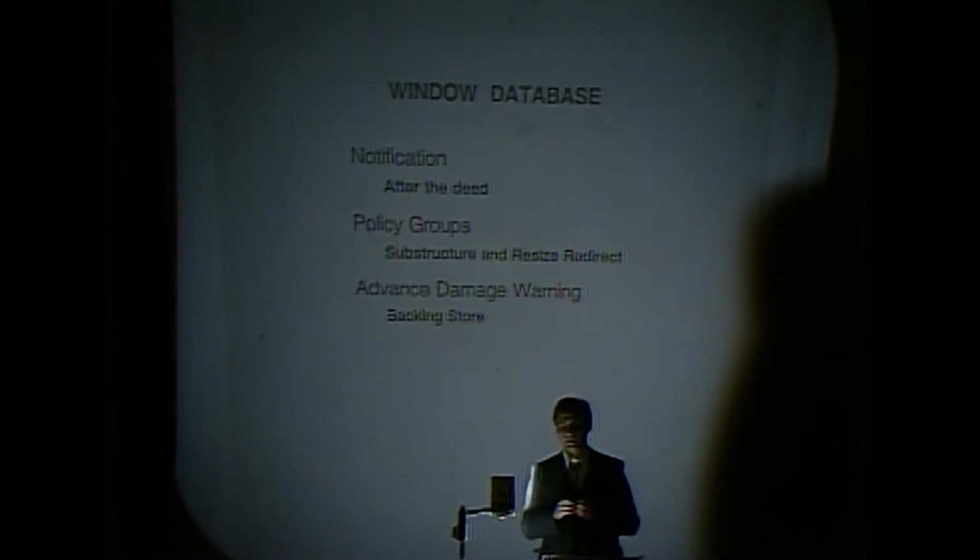Policy groups: a window can be associated with any number of policy groups, and when the window is being operated on, the policy group gets a chance to modify the operation. That's used to implement redirection in X. The substructure redirect gets one group, and a resize redirect gets another group.